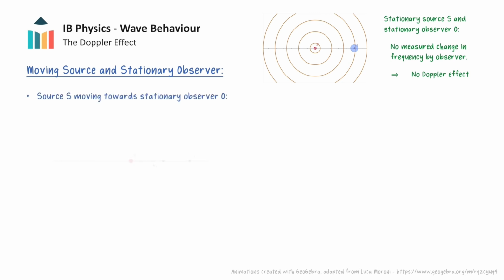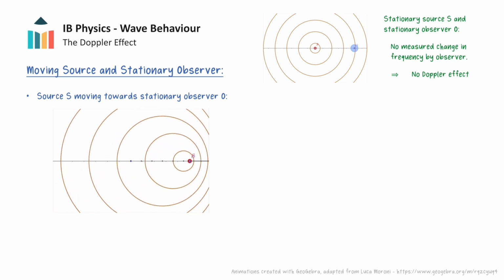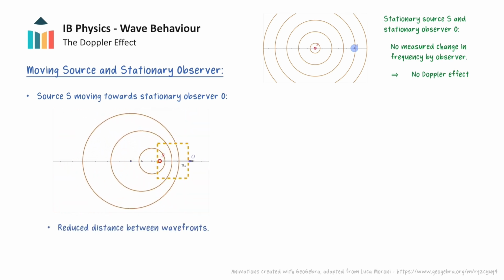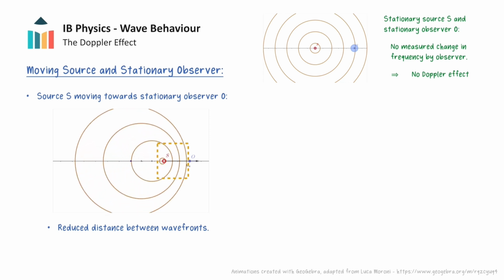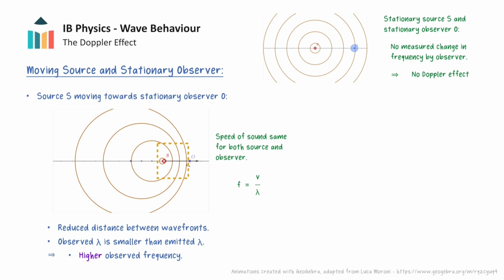In this next animation, the source S is moving towards the stationary observer, and notice how the wavefronts between the source and the observer become crowded together. This means the wavelength measured by the observer is less than the wavelength emitted by the source. The speed of sound is the same for both source and observer, so from the wave speed equation, the observed frequency must be greater than the emitted frequency.